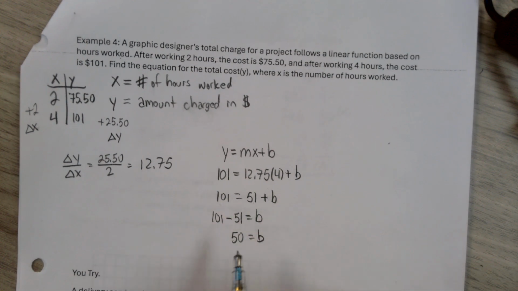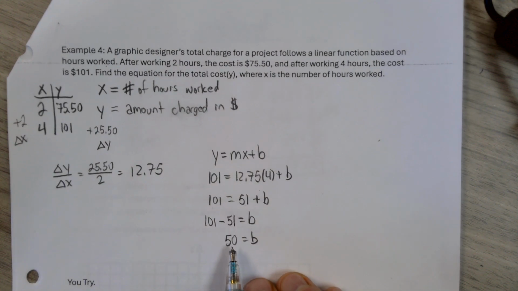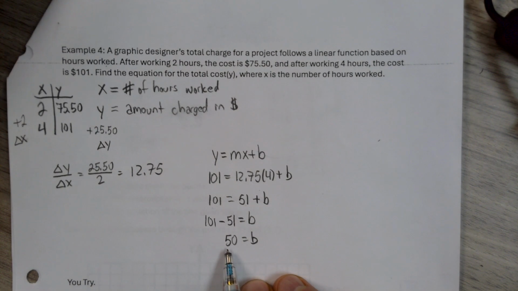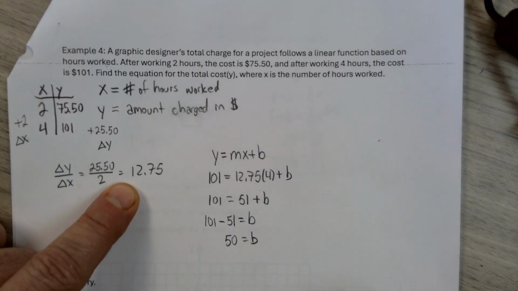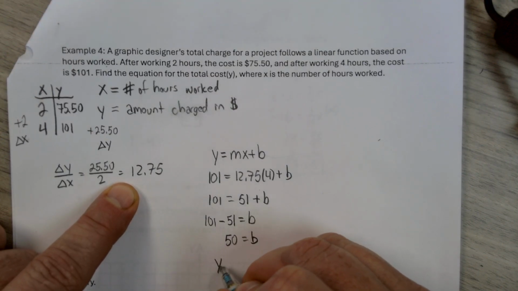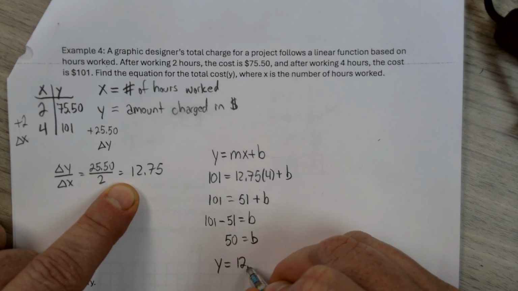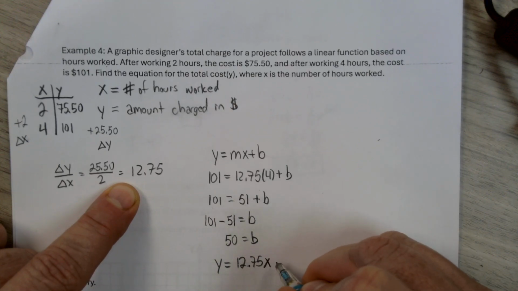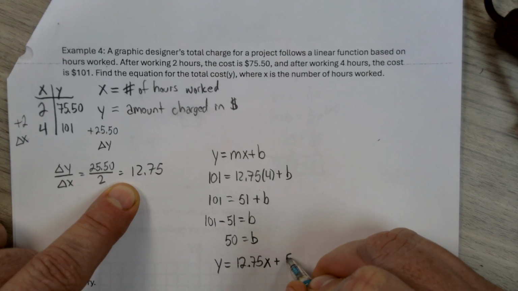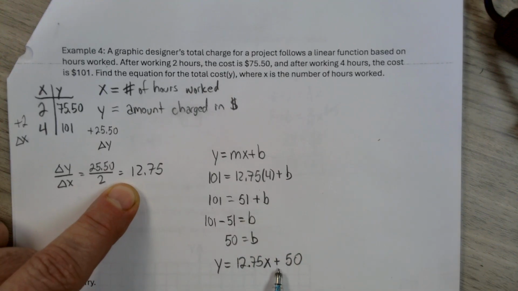So what does that mean? Well, the graphic designer charges $50 just for taking the job, and then charges an additional $12.75 per hour. So y equals $12.75x plus 50. So $50 plus $12.75 for every x, for every hour.